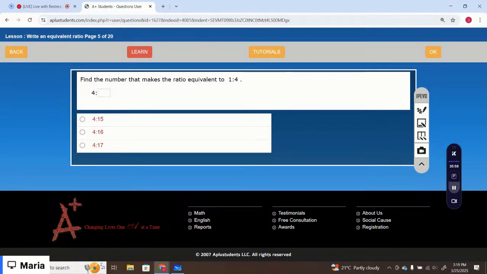Find a number that makes the ratio equivalent to 1:4.